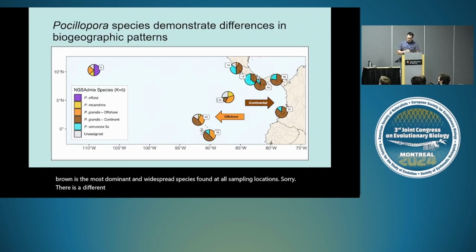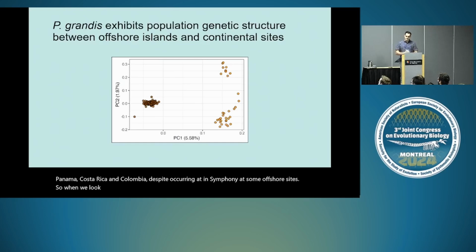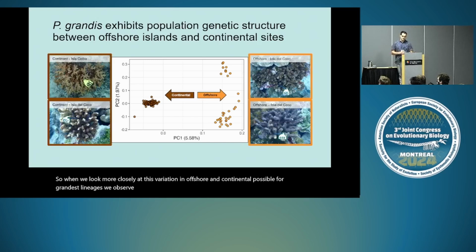The different population clusters are separated among the offshore islands of Isla del Coco, the Galapagos and Clipperton, and the continental sites in Panama, Costa Rica, and Colombia, despite occurring in sympatry at some offshore sites. So when we look more closely at this variation in offshore and continental Pocillopora grandis lineages, we observe low genetic differentiation in the continental lineage despite very high morphological plasticity in our field photographs.